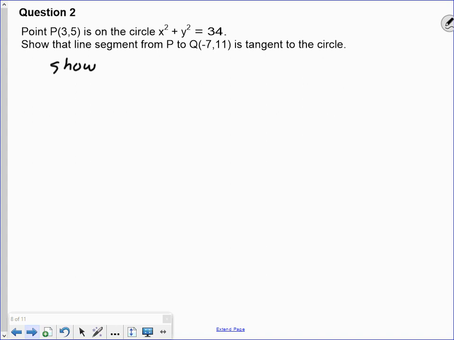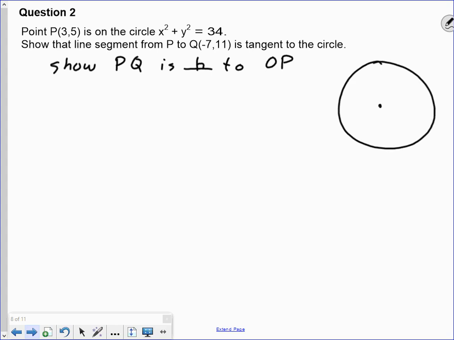that the line PQ is perpendicular to a line from the center of the circle, so point O, to P. So again, if we make a little diagram here, O is the center of our circle, P is some point up here, Q is some point way up here like this. If this line here from P to Q is tangent to the circle, then OP should be perpendicular to PQ. Let's find out if that is the case.